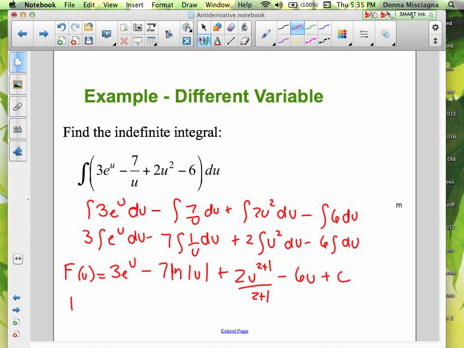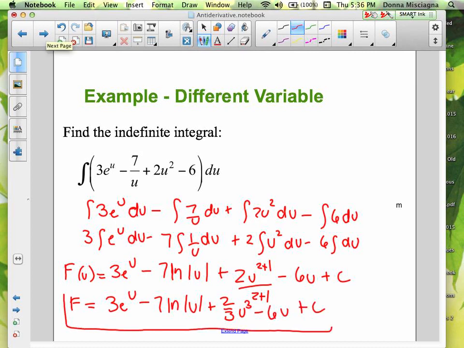And now we can just clean this up a little bit. There isn't too much to clean up. So our function is 3e to the u minus 7 natural log absolute value of u plus 2/3 u cubed minus 6u plus c. And there is the function.